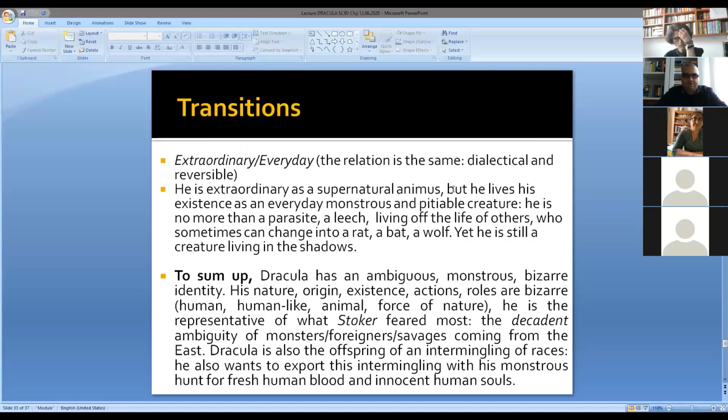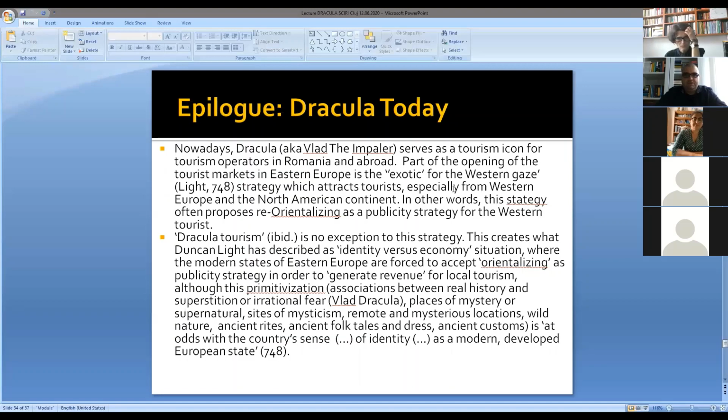I have some things, I don't know if you can bear with me, the last part, about Dracula today. Dracula today, as a pop cultural myth, is known as the Bloody Impaler. So we have this tendency to immediately make the connection, which is not very obvious, as I have tried to explain here, between the historical character and the fictional character.